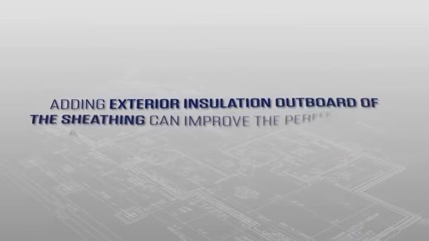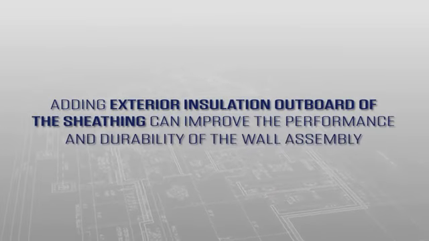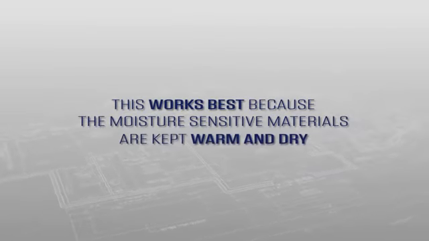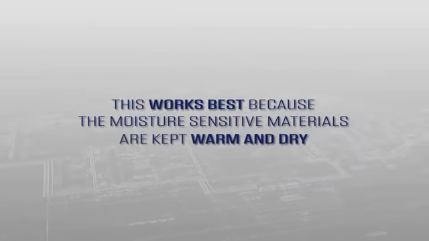You can also consider adding exterior insulation outboard of the sheathing to improve the performance and durability of the wall assembly. This works best because the moisture-sensitive materials are kept warm and dry.